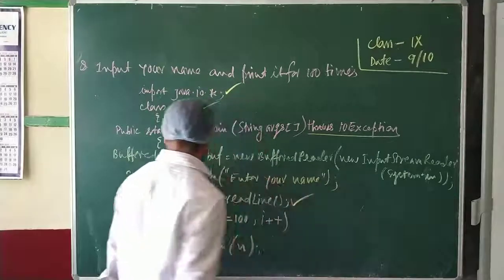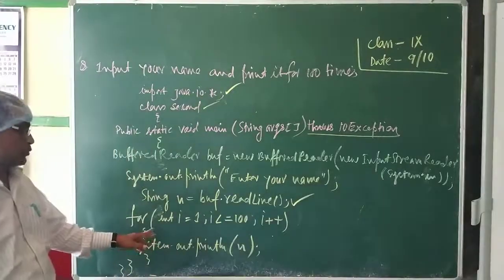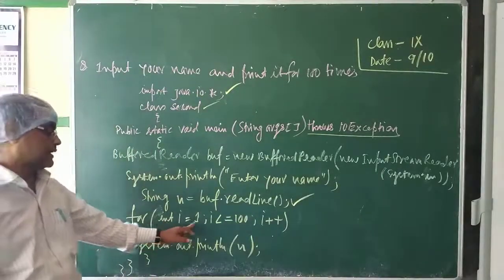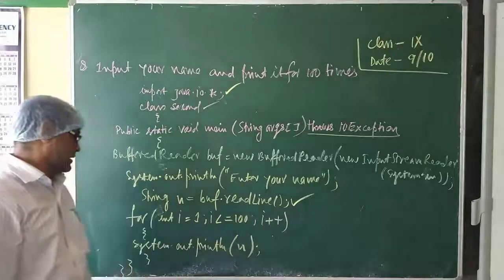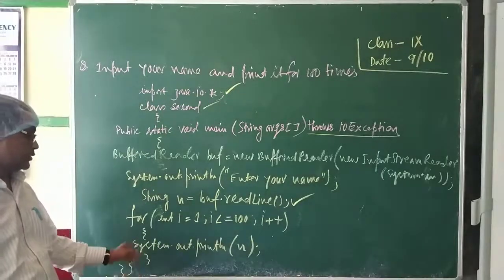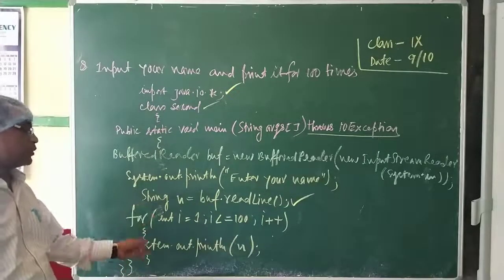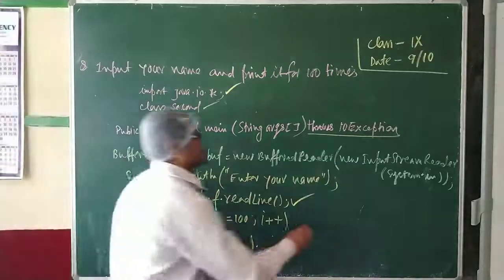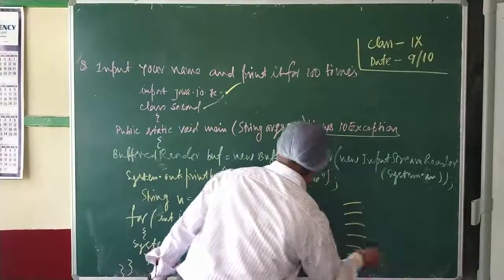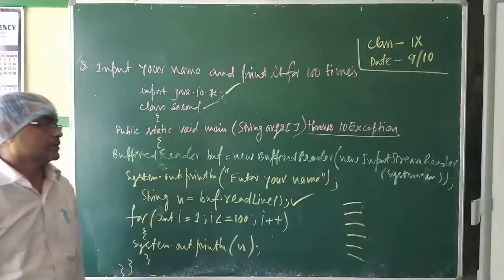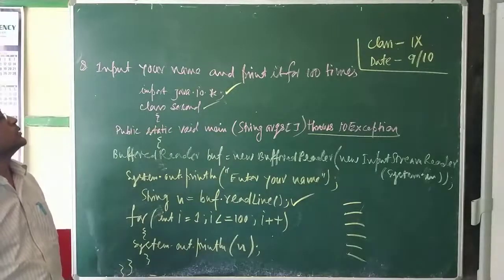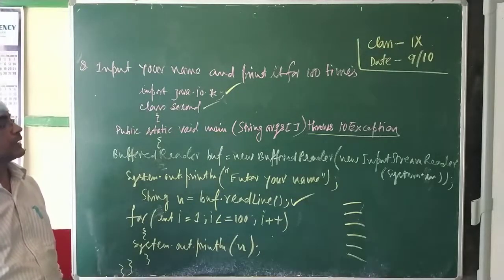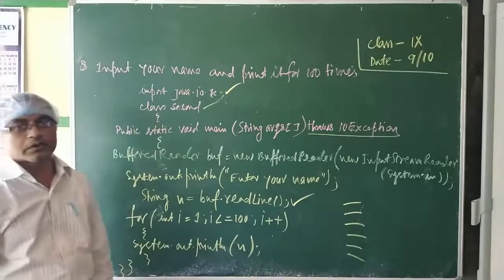So you write it, and then with the help of the loop, for I equal to 1, I less than equal to 100, I plus plus, it will print. So your name will keep on being printed 100 times. Now two more loops are there that we will talk about in the next class. One is while and another one is do while.